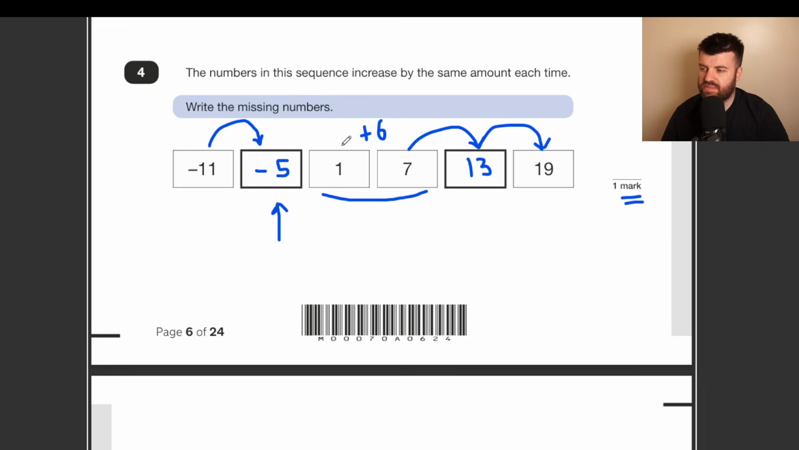We could again check this by doing 1 take away 6. We could use the inverse. We'd end up at minus 5 either way.